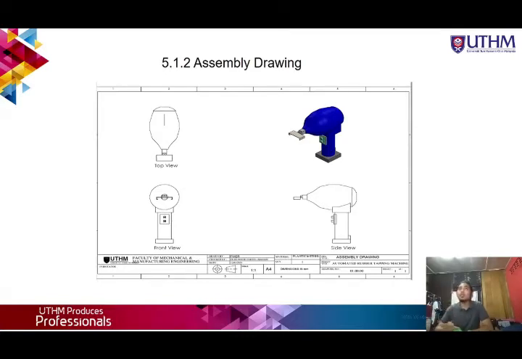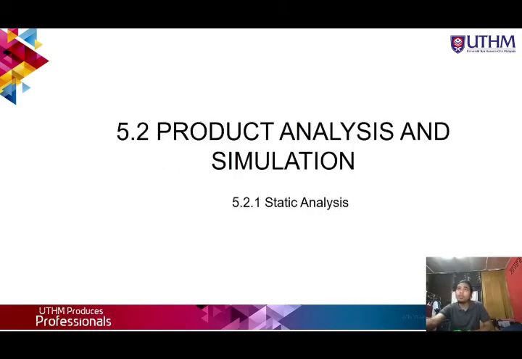And then we go through the assembly drawing. An assembly drawing is a detailed drawing that shows how all the parts interact or meet with each other to form a useful product. It allows the fabricator to identify the exact connection between each part. A complete assembly drawing is a presentation of the product or structure put together. Then we go through the product analysis and simulation. The analysis that we use in this project is static analysis.